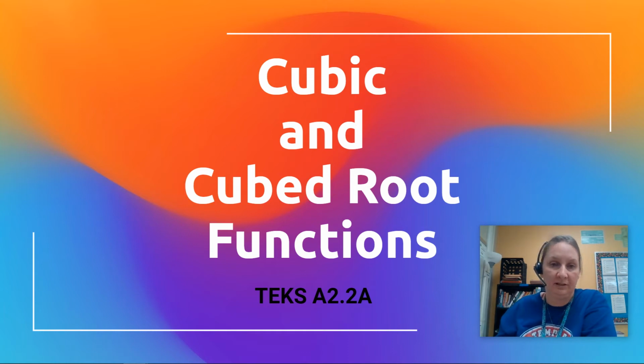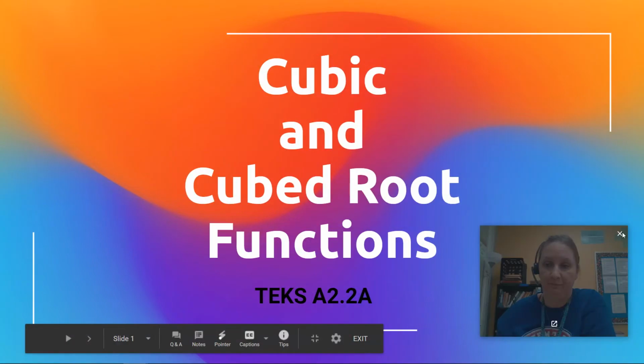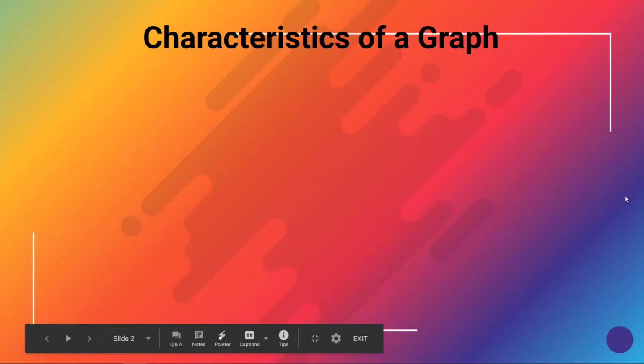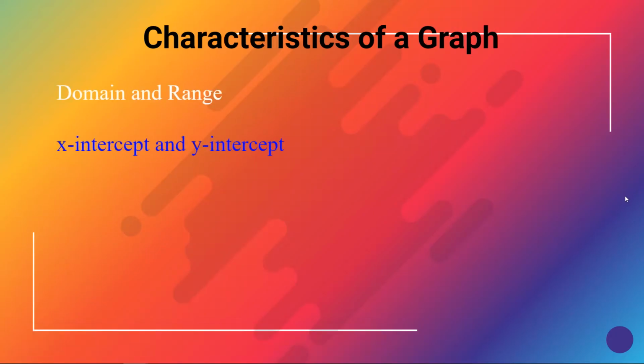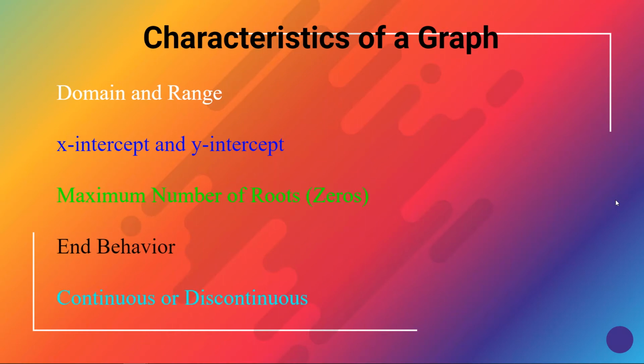Okay, this is the 1-3C, Part C notes for cubic and cubed root functions. It's a fairly short one. Again, the characteristics: domain and range, x-intercept and y-intercept, maximum number of roots or zeros where it crosses the x-axis, and behavior and continuous or discontinuous.